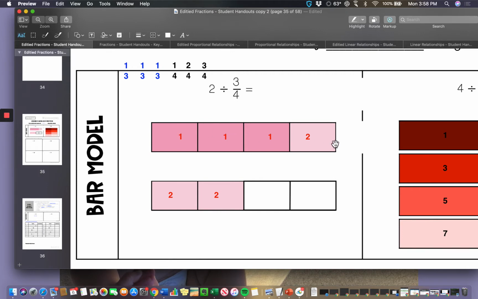So here our bar represents 1 and our second bar represents 2. So here's 4/4 here and 4/4 here. So there's my whole number 2. Now I went ahead and I shaded in some of these, and just follow me throughout this process. It's a little bit confusing.